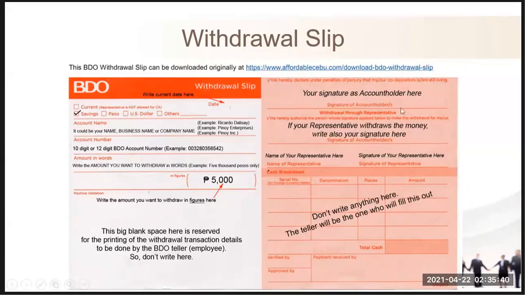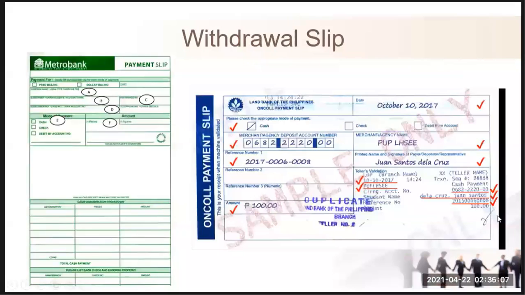Yan. Also, the signature of the account holder or yung depositor. And if your representative withdraws the money, write also your signature here. Yan. Name of the representative kasi hindi ka mag-withdraw, and then yung signature. Yan, dito naman, teller yung magsusulat. Yan, same lang din from the other banks. Ganun lang din yung itsura niya. Yan, sa Metro Bank, ayan. Example naman sa Land Bank.